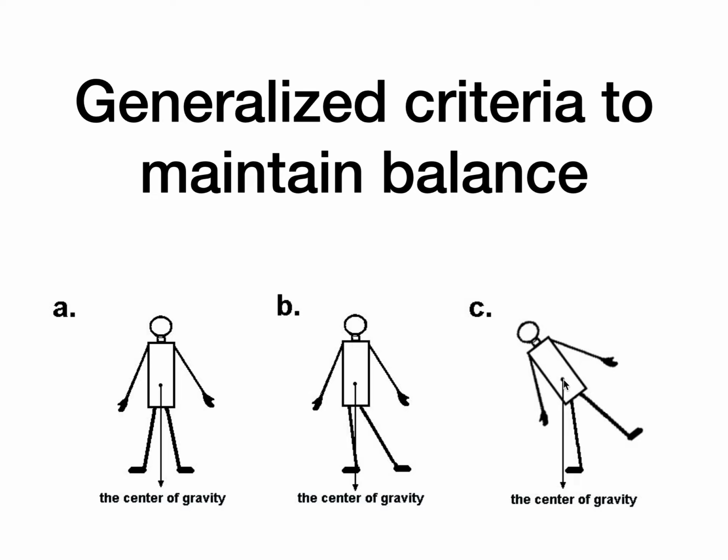And gravity will generate a torque to rotate this guy counterclockwise, and he's going to fall. So the main concept of maintaining balance is to keep your center of gravity within your base of support. So we're using center of gravity to describe complex human movement, and that's a pretty useful tool.